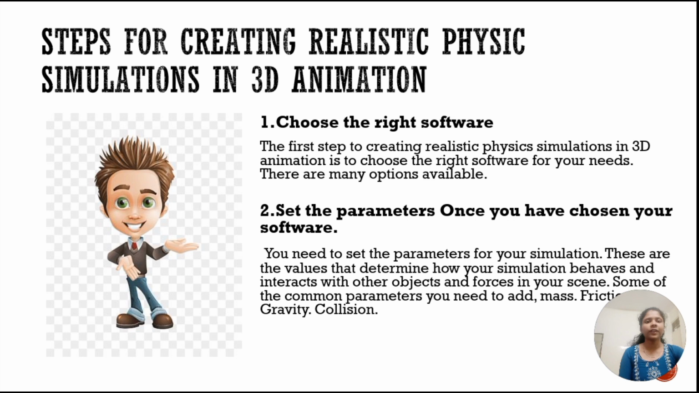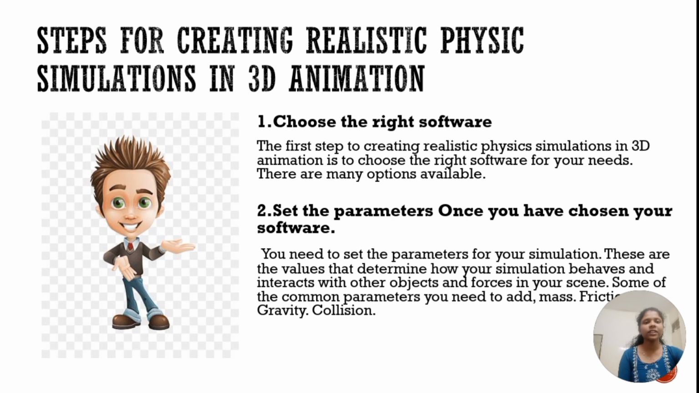Choose the right software is the first step. The first step to creating realistic physics simulations in 3D animation is to choose the right software for your needs. There are many options available. The second step is set the parameters. Once you have chosen your software, you need to set the parameters for your simulation. These are the values that determine how your simulation behaves and interacts with other objects and forces in your scene. Some of the common parameters you need to add: mass, friction, gravity, collision.